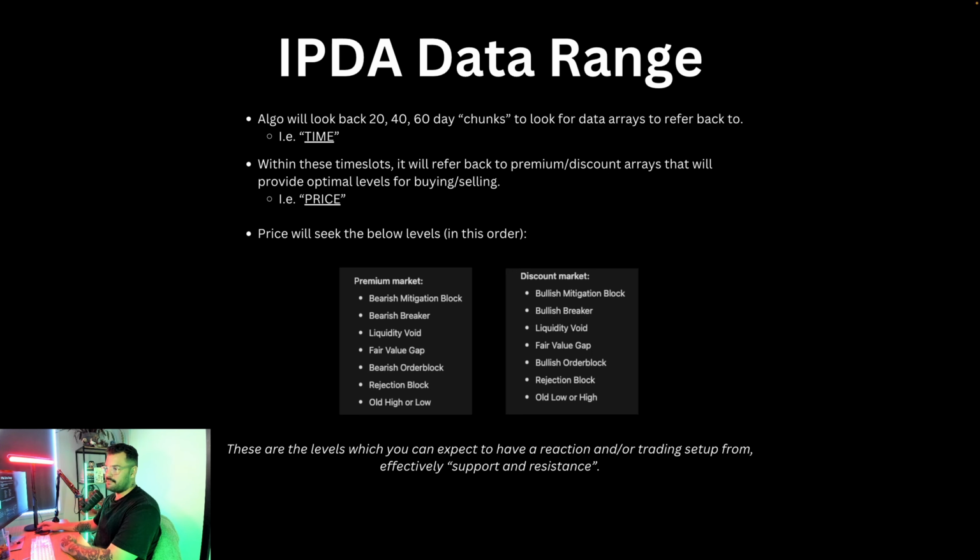Now, price will seek the below levels in this order here. These are levels which you can expect to have a reaction and/or a trading setup from, effectively your support and resistance. So I don't want to make this episode too much of me talking at you from a slideshow, so I'll go over to the charts and I'll show you how to use this to determine bias in a nice and easy way.